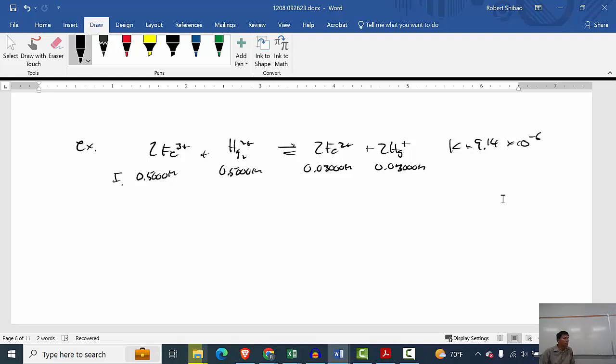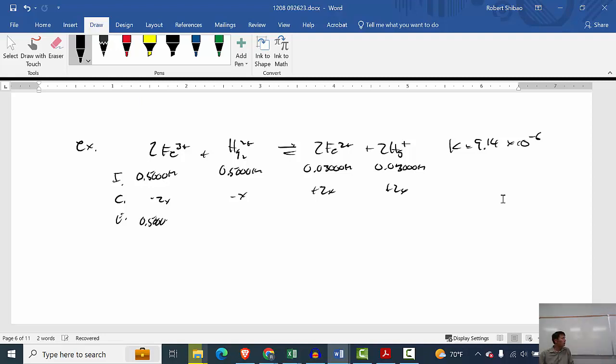Were you able to solve for x? Did anybody get x? So which way did we figure out? We calculated Q, right? And we decided Q was too small, so the reaction had to go forward. And so it was minus 2x, minus x, plus 2x, plus 2x. Is that right?